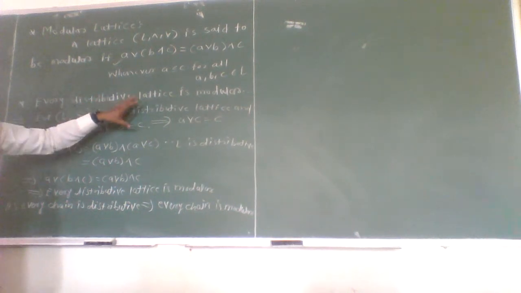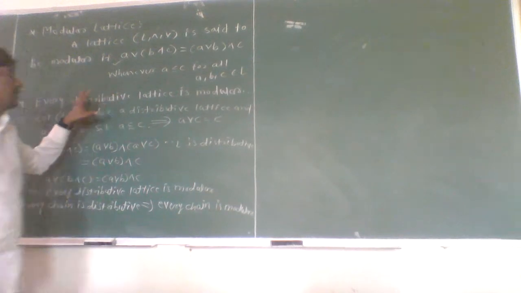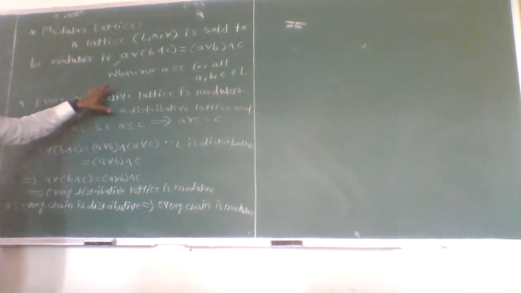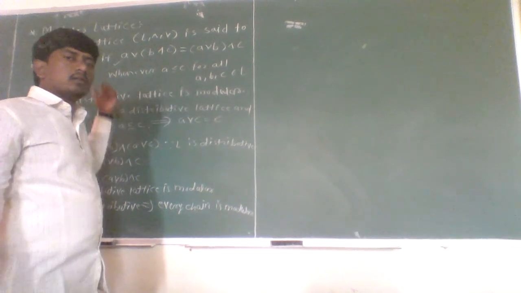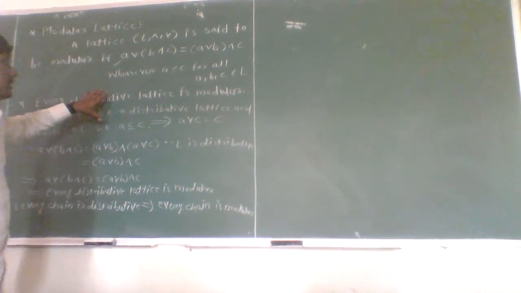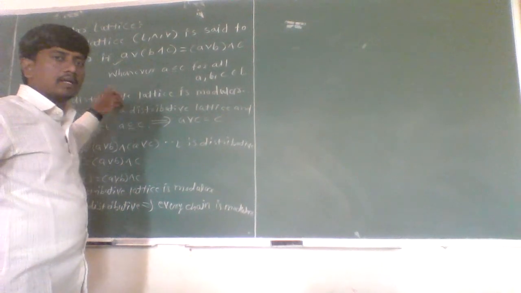What about its converse? Whether every modular lattice is a distributive lattice or not? Actually, every modular lattice is not a distributive lattice. That is, the converse will not be true. We will give one example in which the lattice is a modular lattice but not a distributive lattice, which implies that every modular lattice is not a distributive lattice.